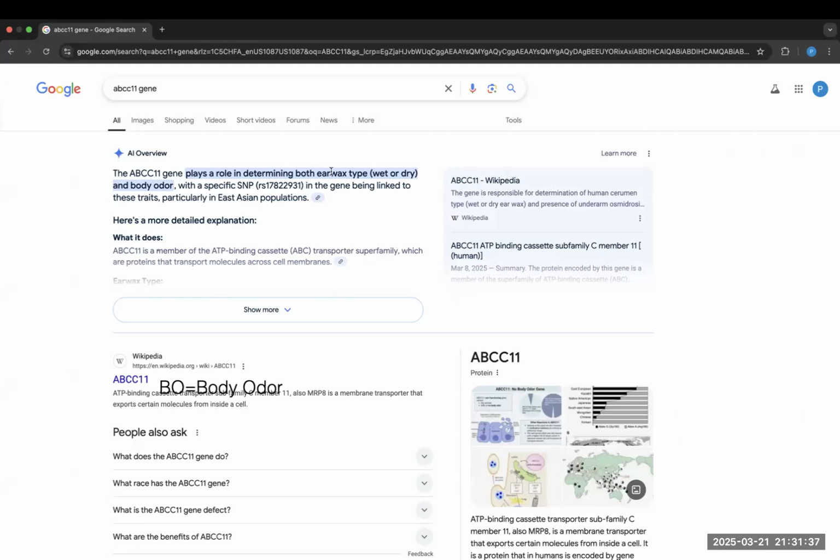They don't have any body odor, and they have dry earwax, and it just happens to be one of those coincidences. If you're one of those people who have the ABCC11 gene, you can go and exercise all day and you're not going to smell at all. And that's because you don't have the chemicals that cause the bacteria to eat it.